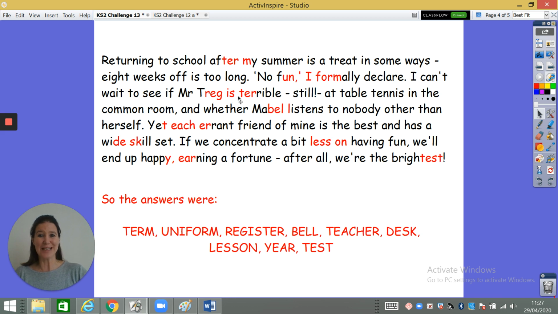The next one, Mr. Treg is terrible. Register. Then we had here Bell, the second part of Mabel and listen, Bell. Then we had yet each errant made teacher, each, there we go, teacher's hidden in those 3 words there. Then we had desk, which is the second part of wide and the first part of skill. Then we had lesson from less and on, and year, which was the end of happy, the beginning of earning, and the last one was test, the bright test.